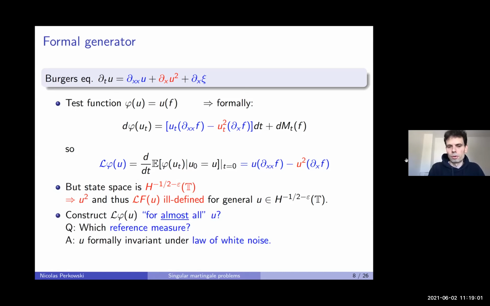What we could hope for is to construct the generator not for all u in the state space, but maybe for almost all u. And for this, we should say, of course, almost all with respect to which measure. Well, then we should take the invariant measure of the equation, and the equation is invariant under the law of the white noise. So we could hope to do something like that, but for general u from the state space, it will never work.